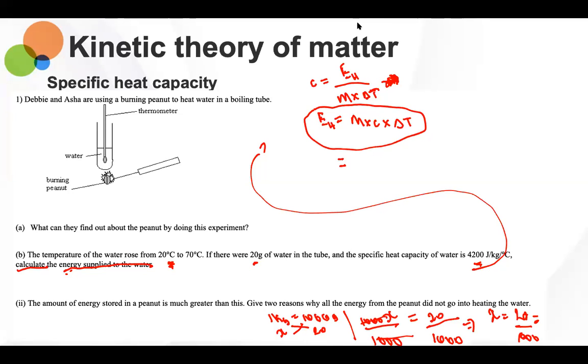I see a message in the chat. I saw the 0.02. I just want to ensure that everyone is up to speed. Please let me know if you're not understanding. Stop me, interrupt me, please. So we have 0.02 as our mass. And what is our specific heat capacity again? From the question, for water.